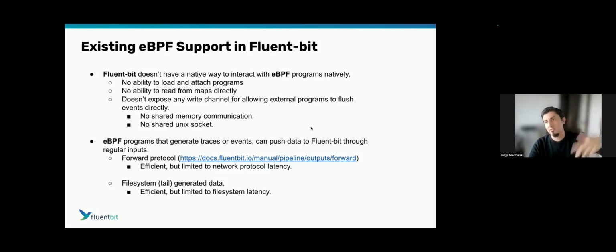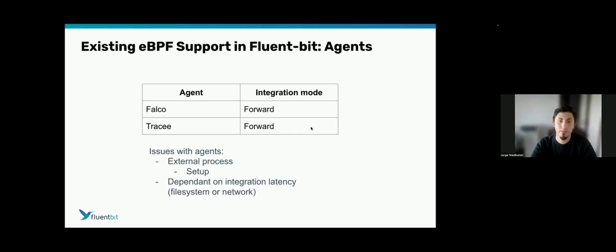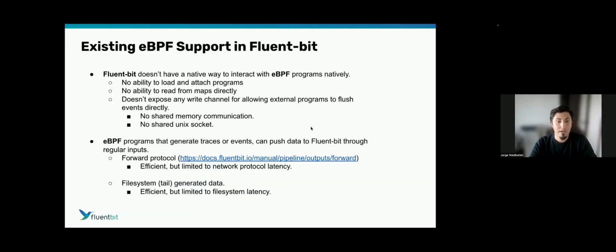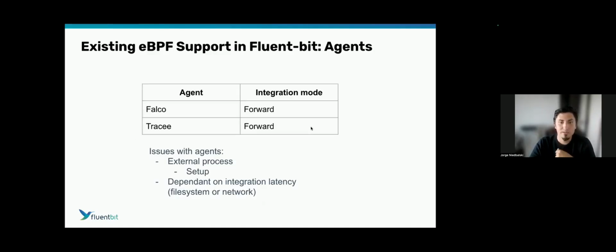So you are writing into the file system and reading out of it, and the bandwidth you are limited by is the file system. So I would say that's generally the existing support. Existing support in eBPF: right now we have two agents, Falco and Tracee, both using Forward.